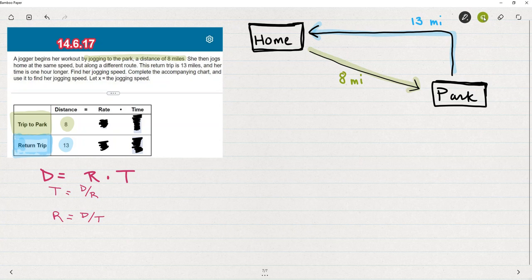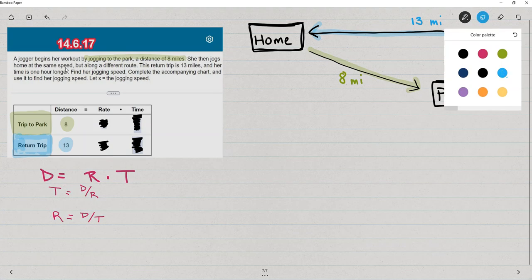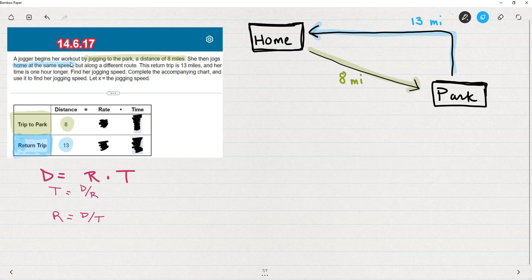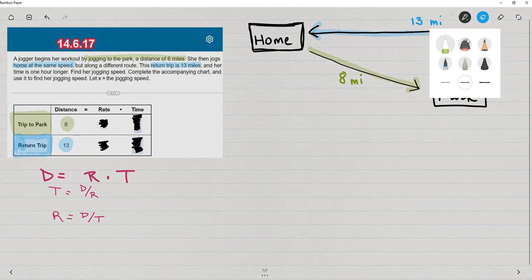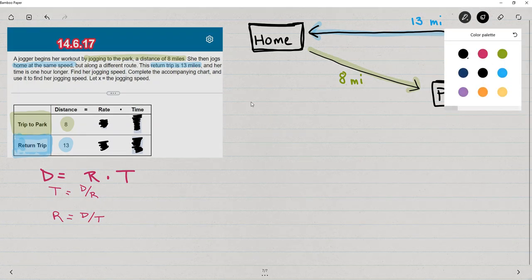And then she jogs home at the same speed, but a different route. And this return trip, the trip home, is 13 miles. So we see that the blue part is 13 miles. Her time is 1 hour longer. Let me jot this down.